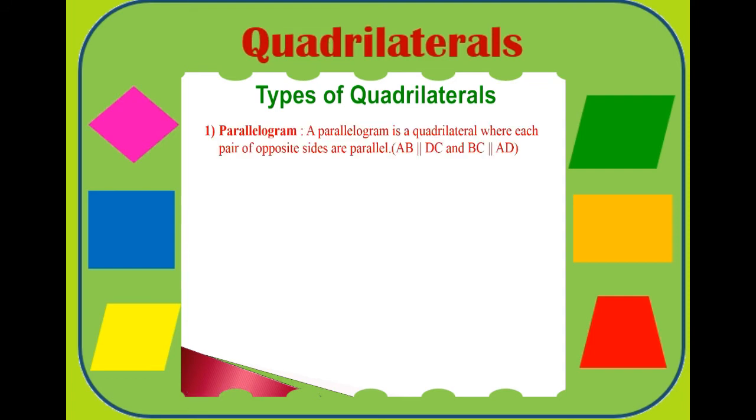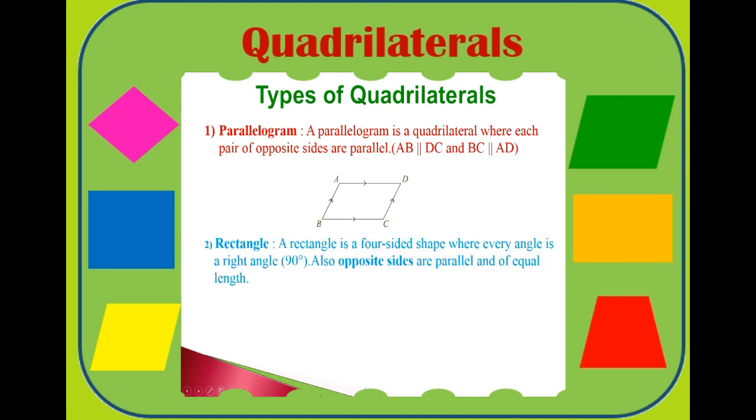Types of quadrilaterals. The first type of quadrilateral is the parallelogram. A parallelogram is a quadrilateral where each pair of opposite sides is parallel. AB is parallel to DC and BC is parallel to AD. Here you can see this is an example of a parallelogram. Here side AB is parallel to DC and side BC is also parallel to AD.